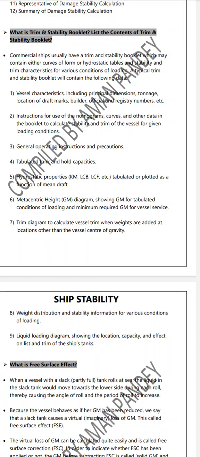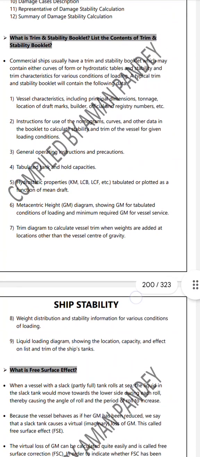Now, metacentric GM diagram showing GM for tabulated conditions of loading and minimum required GM for vessel service. That is vessel principal dimensions, tonnage, location of draft marks, and then the metacentric GM diagram showing GM for tabulated conditions of loading and minimum required GM for vessel service.